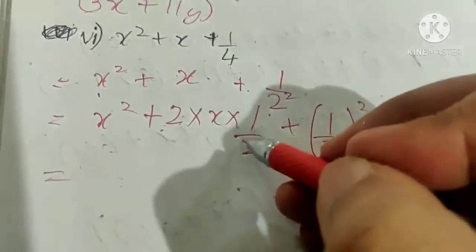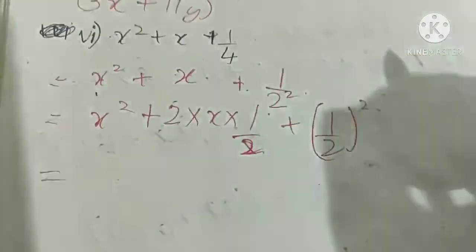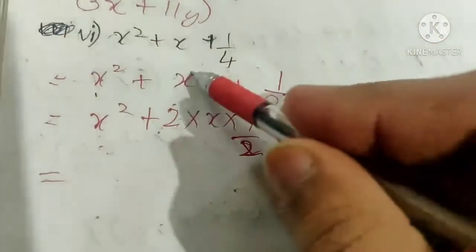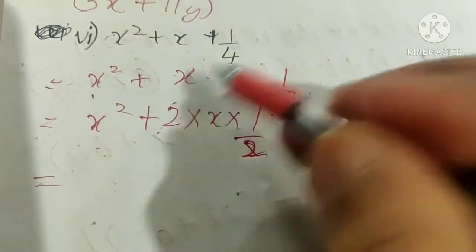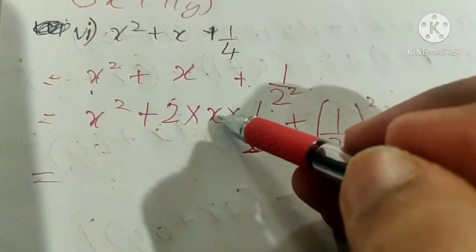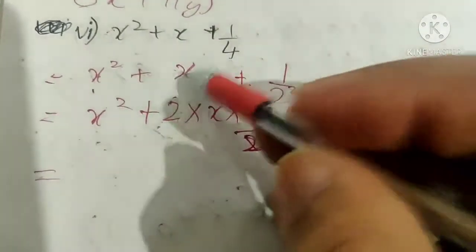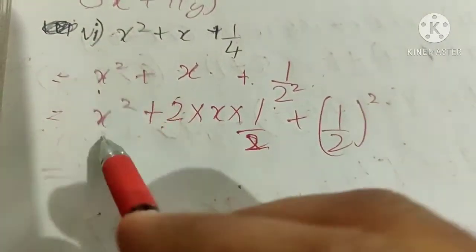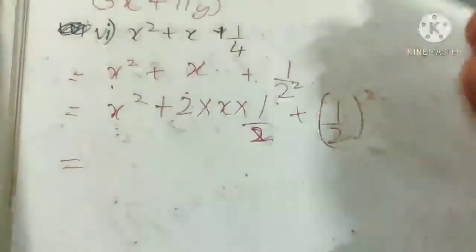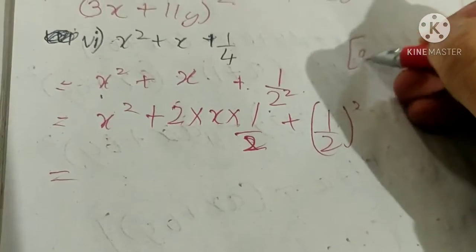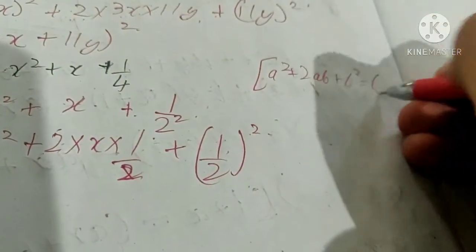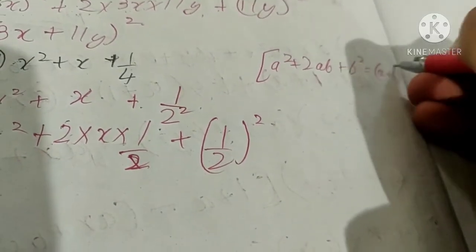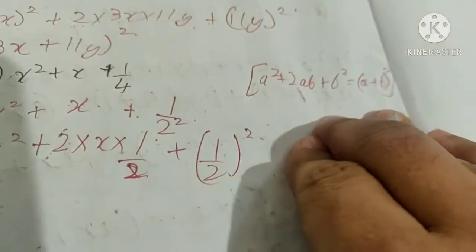If we cut this off, 2 and 2, we will again get back x. So yes, it is 2ab in between. 2 into 2 will be cut off, you will be left only with x into 1, meaning 1x is x. So it is 2ab form, it is a square and this is b square. So yes, in this also the identity a square plus 2ab plus b square equals a plus b to the power 2 is used.